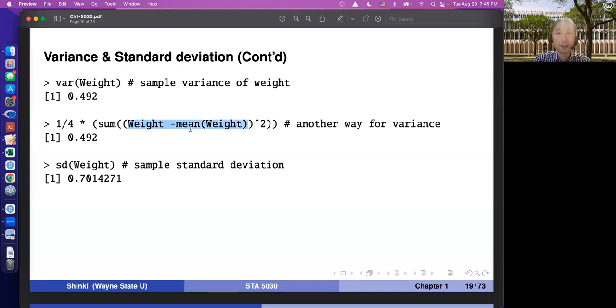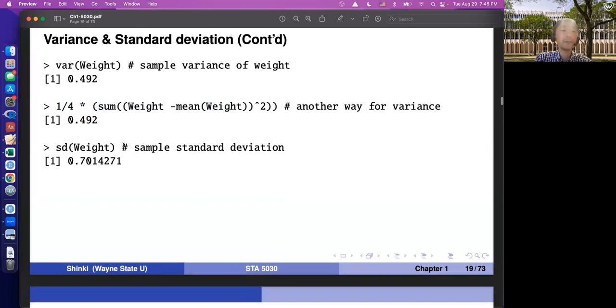Weight is a vector, mean of weight is just one number, but the difference is again a vector of 5 numbers. Then take the square. Taking the square means component-wise square, so the square of the first element and so on. Then take the summation, then divide this by n minus 1. We have 5 observations, so we divide by 4. Then we get the variance, the same answer. And the standard deviation function is here, so we can also get the standard deviation.